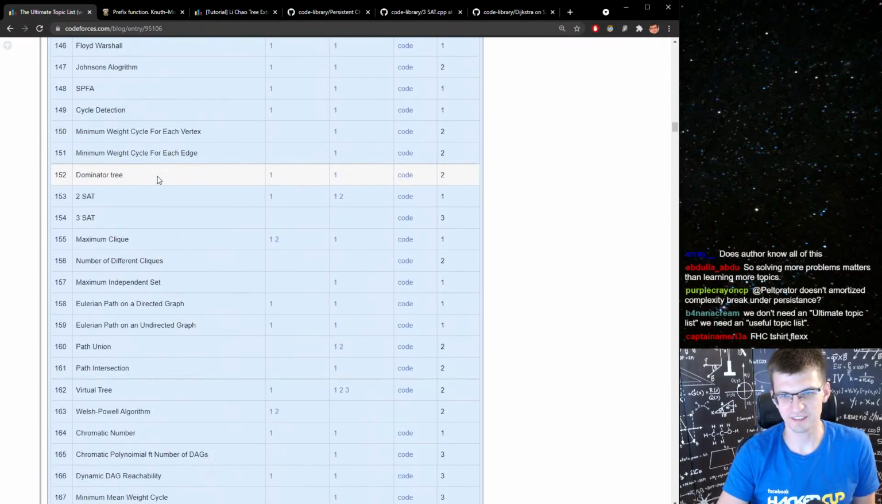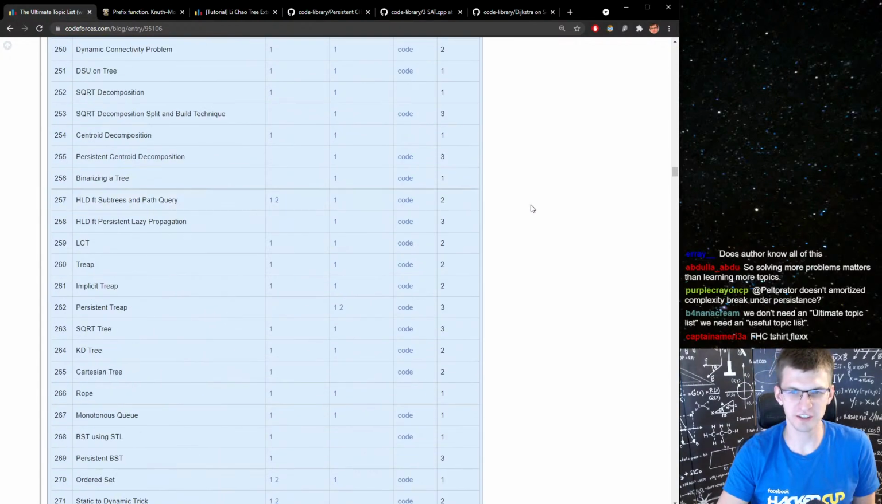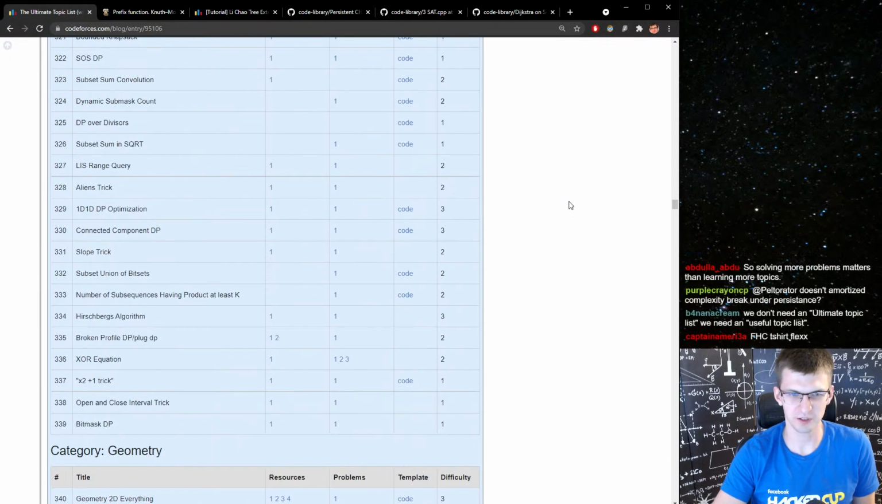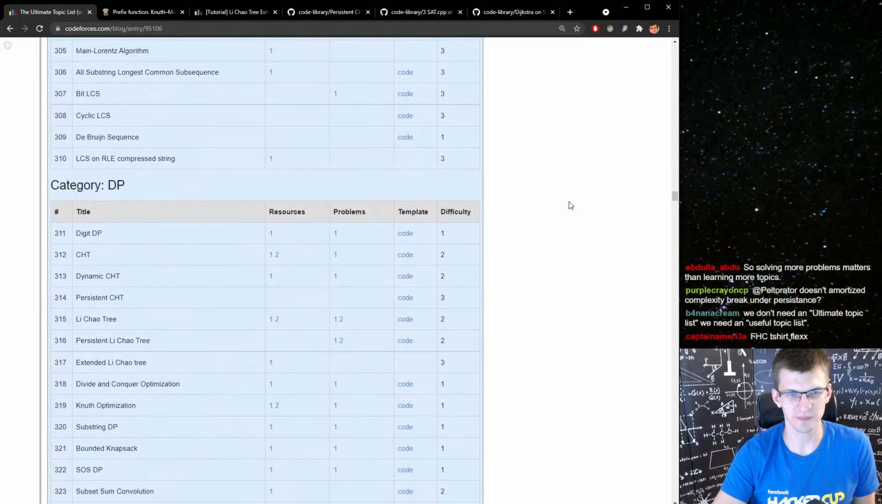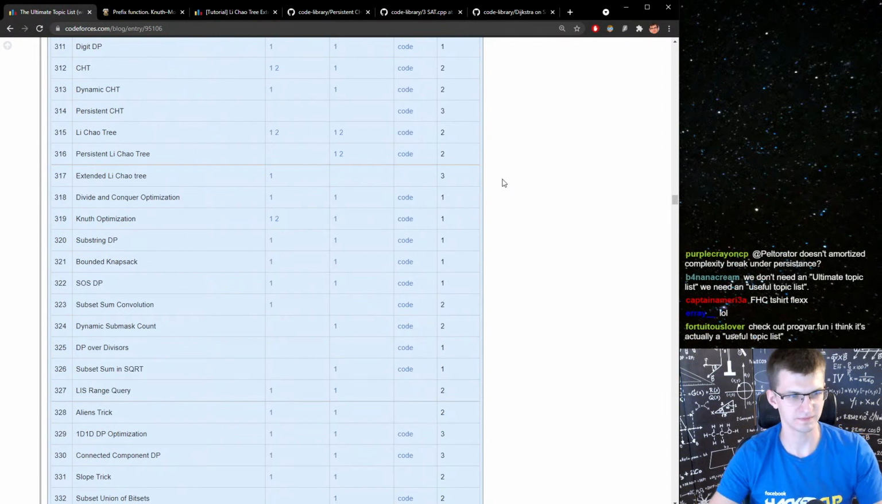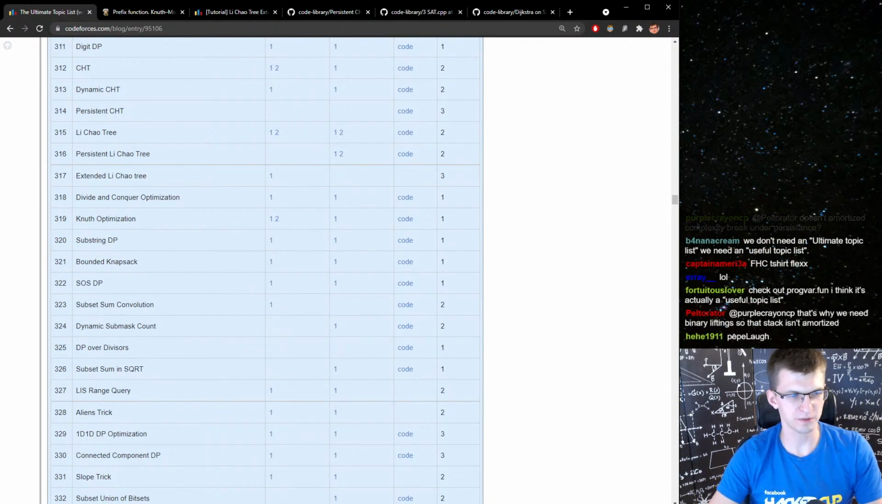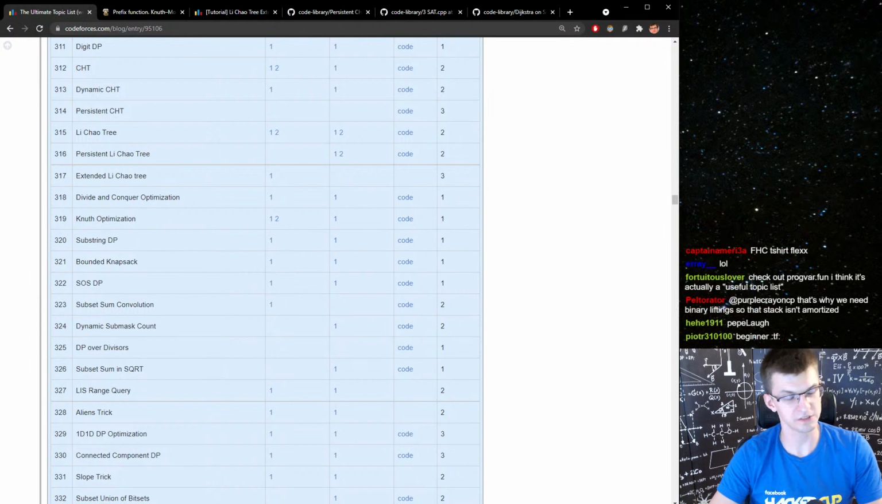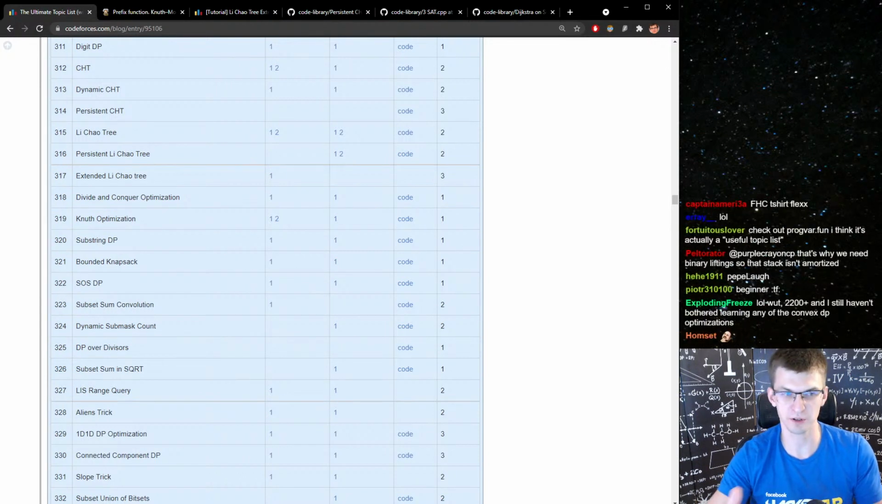I think that the difficulty here is not well chosen. Solving more problems matters more than learning more topics. That's right. In particular, solving more problems makes you know topics anyway. 2200 and still haven't bothered learning any of the convex DP optimizations. Good. Learn if you encounter problems that require them.